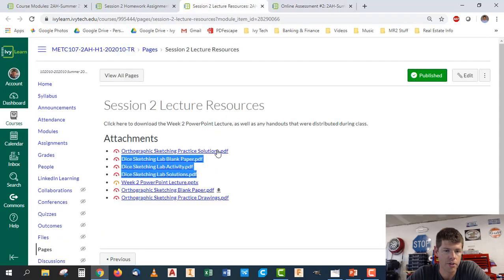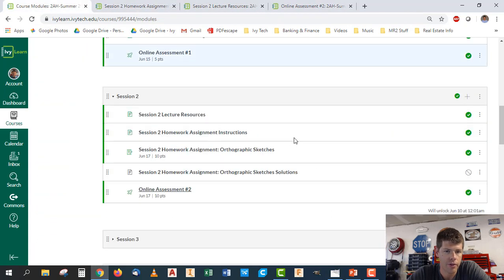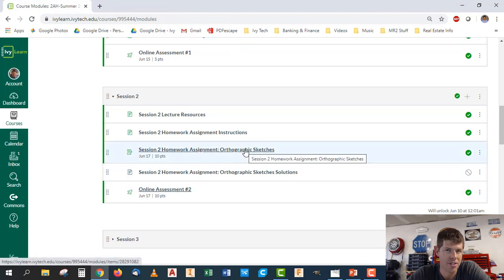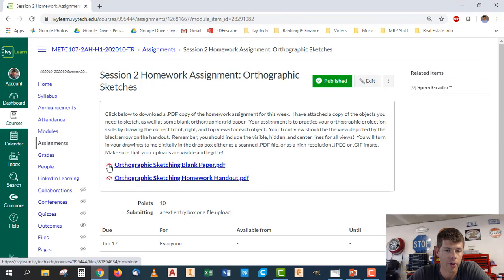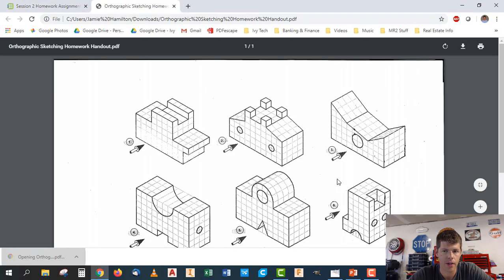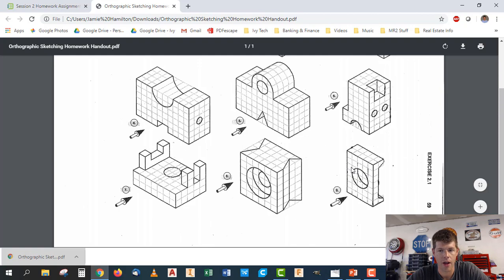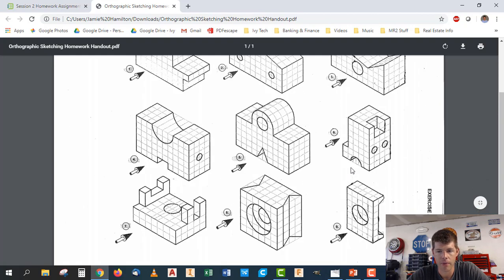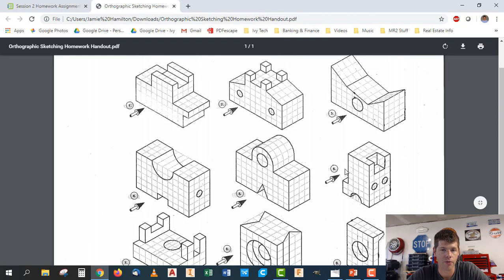Your homework, what you're going to do, if I go back to our module here, I've given you a similar but slightly easier set of orthographic sketches to do. So these are the ones you'll do for your homework. Same sketch paper, you're going to use the same blank sketching paper, but the homework handout is a little bit different. Okay, so these are easier. They're a lot more blocky. You guys are going to do all 9 of these for homework.